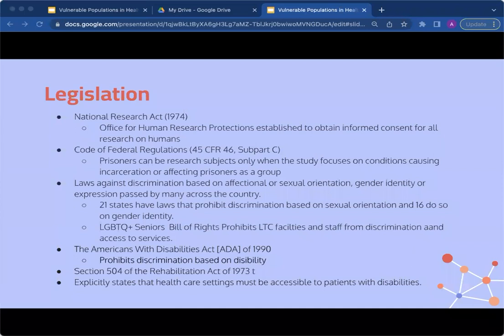Despite two federal laws that are in place, there are still barriers that prevent people with disabilities from accessing healthcare. The Americans with Disabilities Act of 1990 is one of them, and this law prohibits discrimination based on disability. The second law is Section 504 of the Rehabilitation Act of 1973 that explicitly states that healthcare settings must be accessible to patients with disabilities. Again, despite these two laws, there are still barriers that can make it difficult for individuals with disabilities to access healthcare.